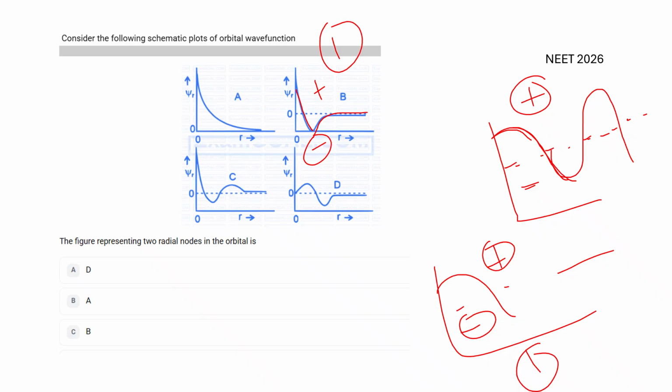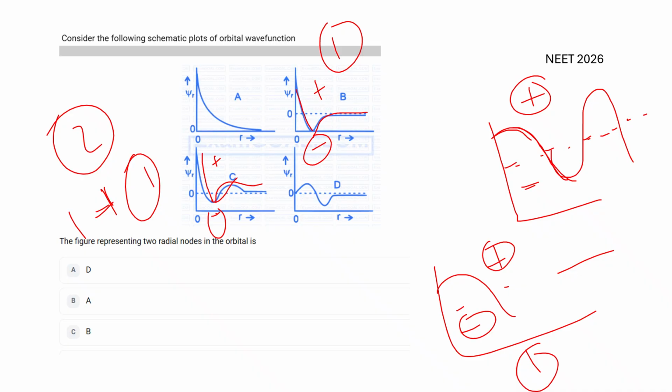So it contains only one node. Okay, in C, the wave starts from the positive side to the negative side. There is a sign change one time. After that, the wave goes from the negative part to the positive part, so there is another change in the sign. So 1 plus 1 is 2. After that, the wave resides in the positive part. So option C has 2 nodes. So this is the answer.